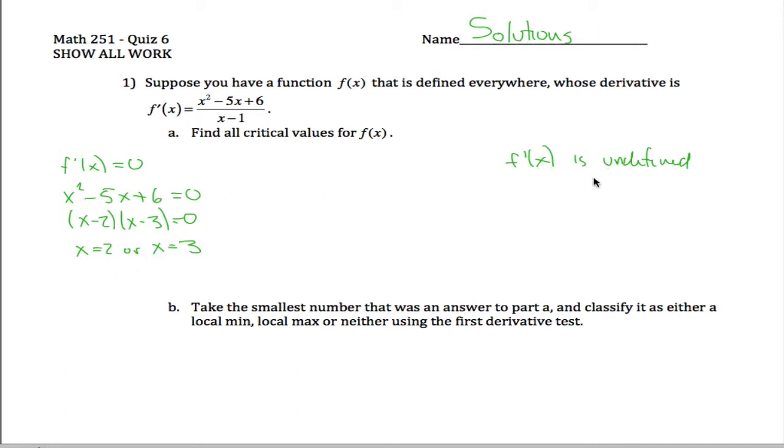We can also figure out when it's undefined. It's undefined if we divide by 0. We divide by 0 if x minus 1 were equal to 0. In other words, if x were equal to 1. Critical values when x equals 1, 2, or 3.